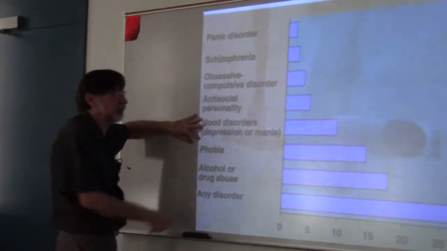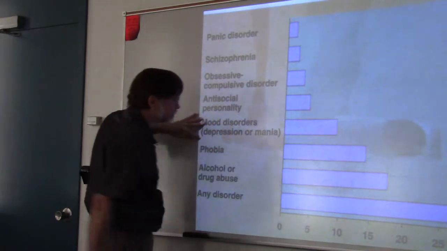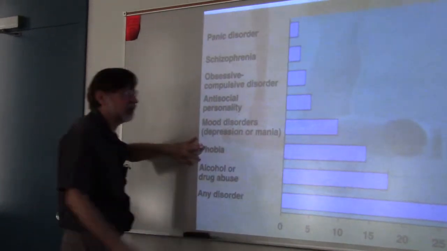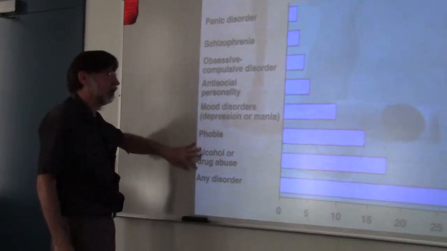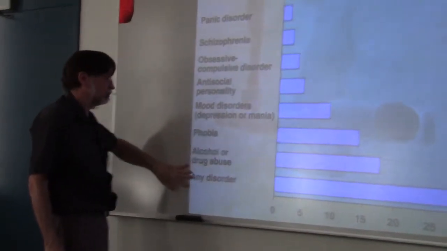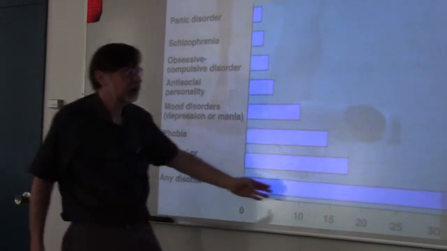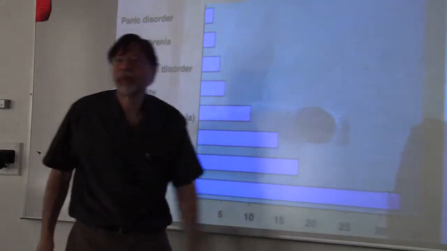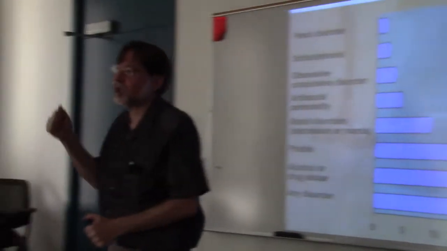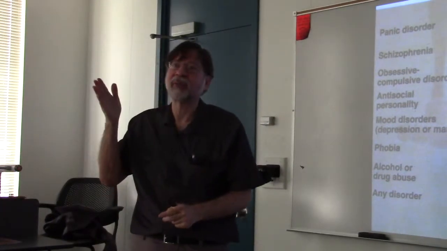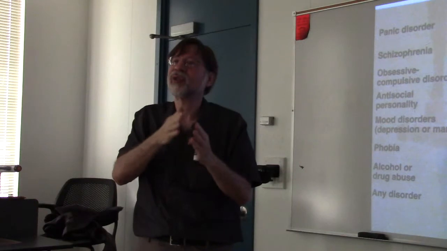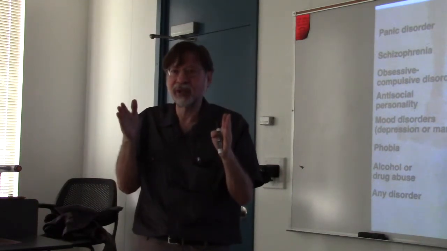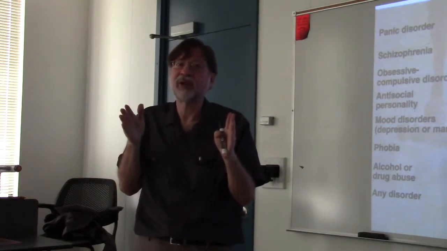Mood disorders, depression or mania. Phobias of one kind or another. We're up there above 10%. Alcohol or drug abuse. Any disorder, like a third of the population. Now you're going to see in the NIMH website broken down by at any time during a person's life versus has had any disorder treatable in the last 12 months.